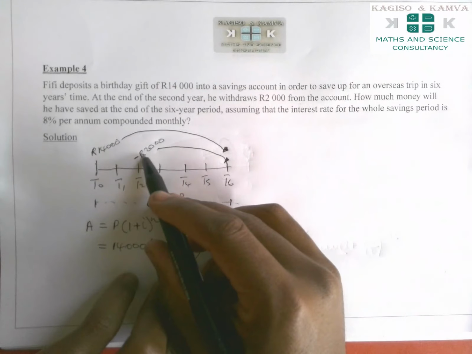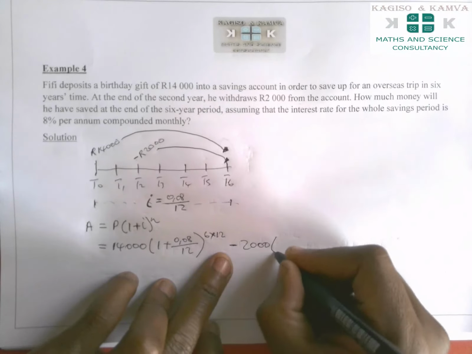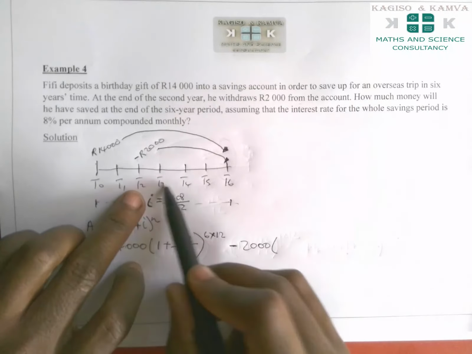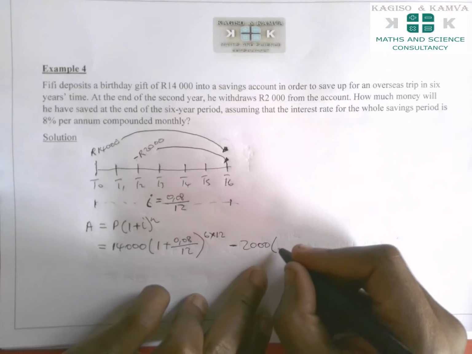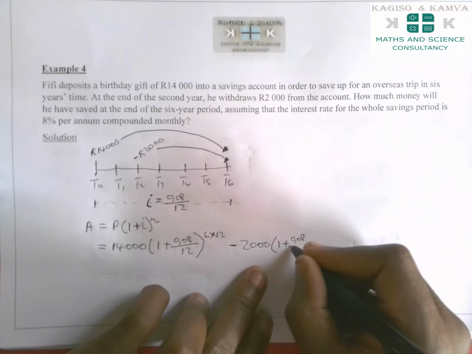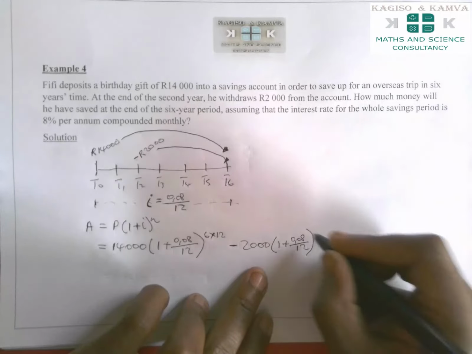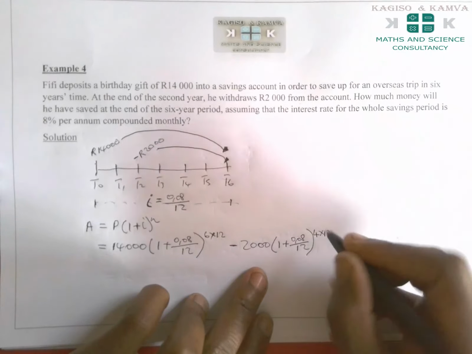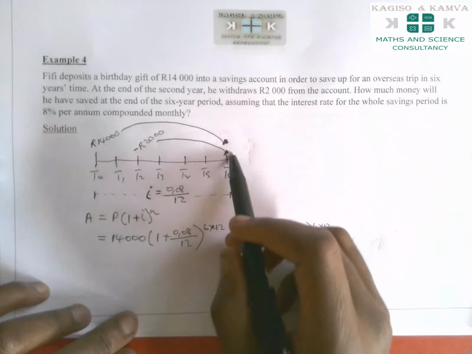Now this one is going to be 2,000 into, how many years? 1 2 3 4, for 4 years. So it's going to be 1 plus 0.08 divided by 12, and then it's going to be 4 times 12. We invest it as a negative, and then we just subtract it there.